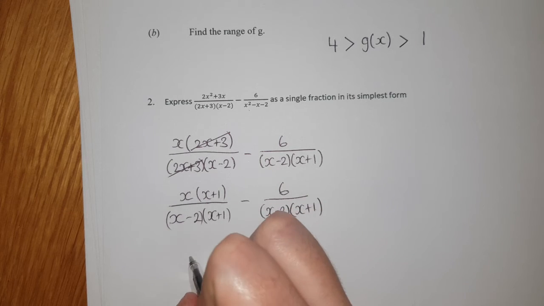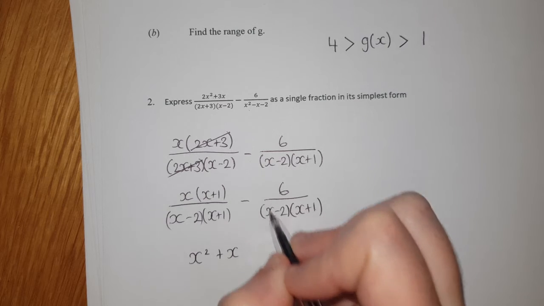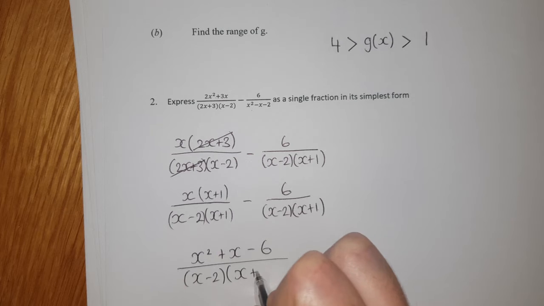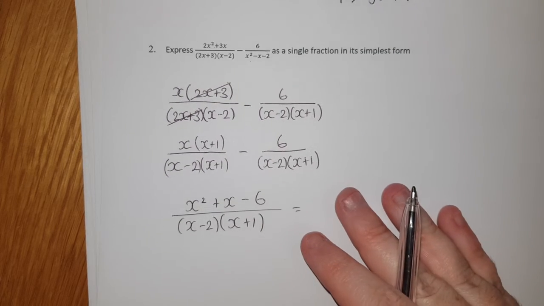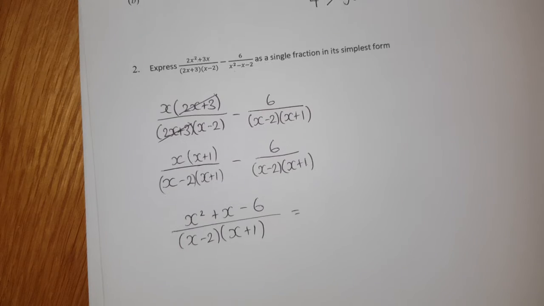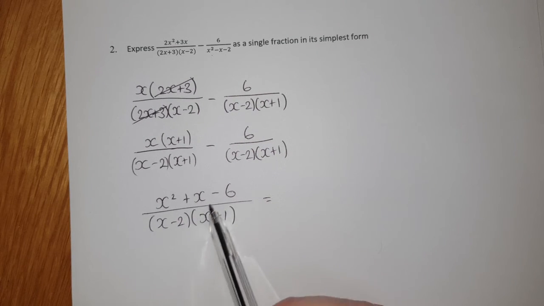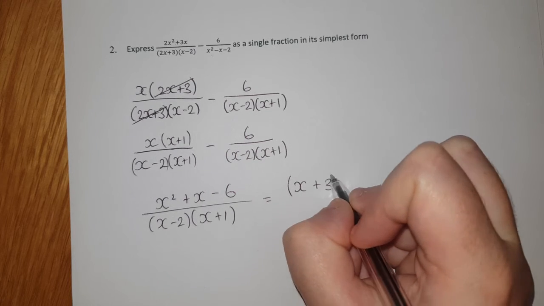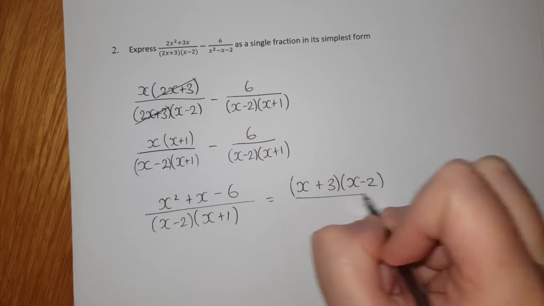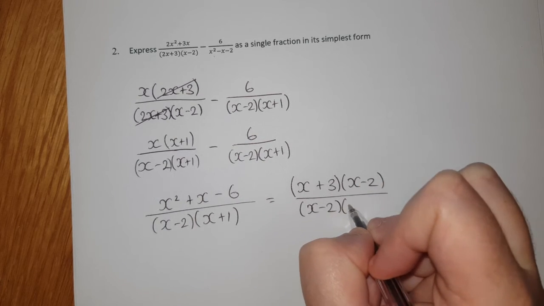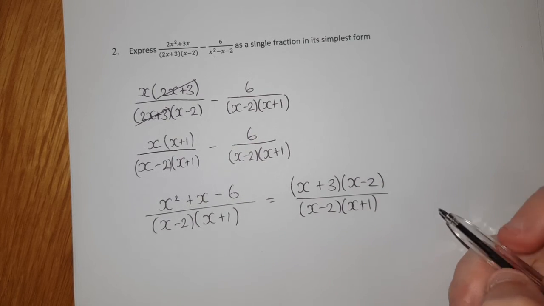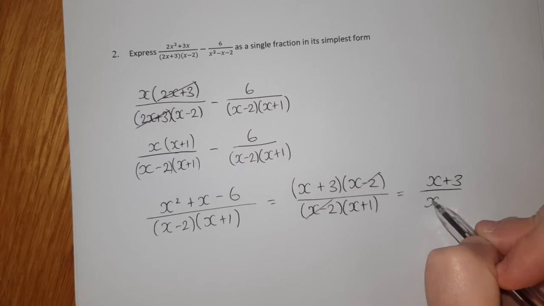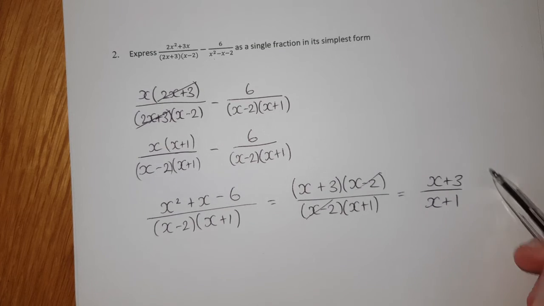If I expand this one, I get x squared plus x minus 6, and everything is over the same two brackets. Always make sure that once you've got to that stage, if it's possible to factorise the top, we are going to factorise it, because we want to see if there is anything that cancels out to make it that little bit neater. So I could have a positive 3 and a minus 2. In which case the minus 2's are going to cancel. I get x plus 3 over x plus 1. And that's it. It's not going to go any neater than that.